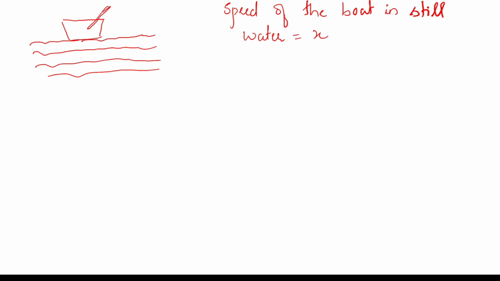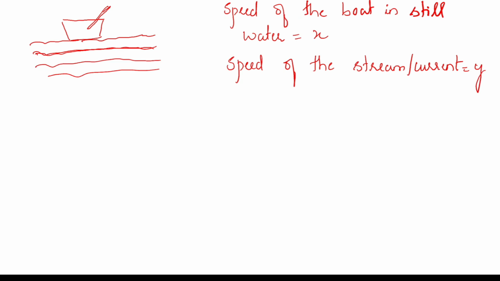Now the river also will be flowing, isn't it? So the speed of this river, we call it the speed of the stream or current. The speed with which the river is flowing, we call the speed of the stream, or it is also called the speed of the current, and it is denoted by y.